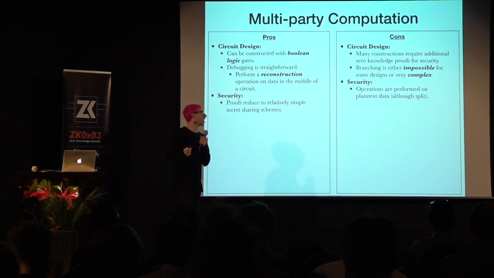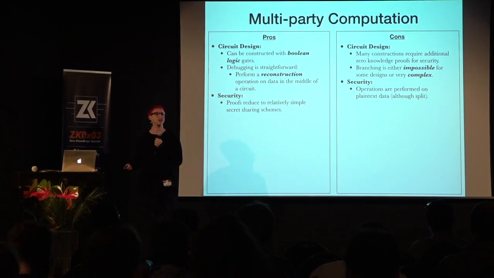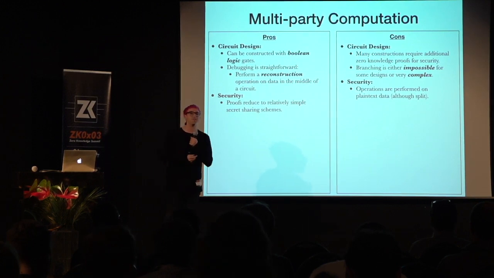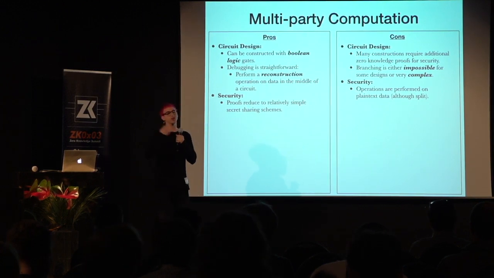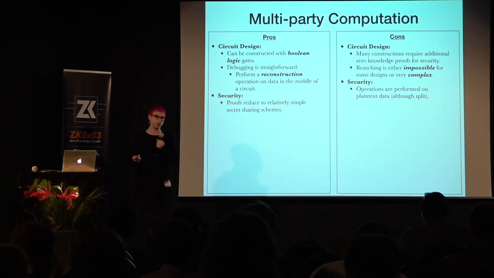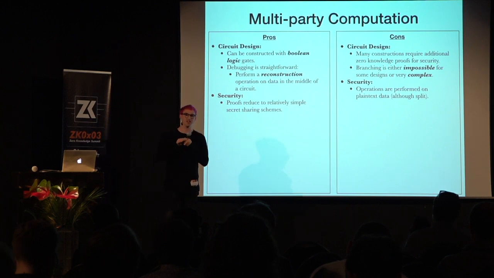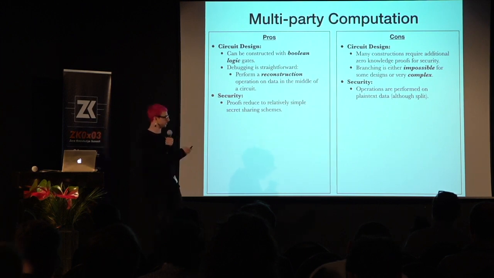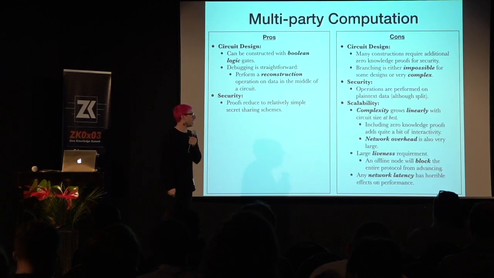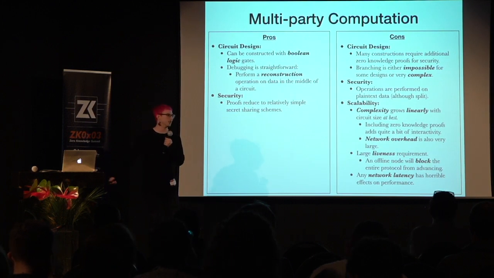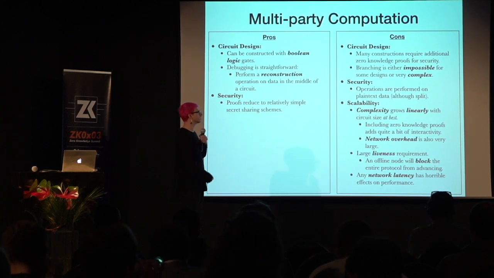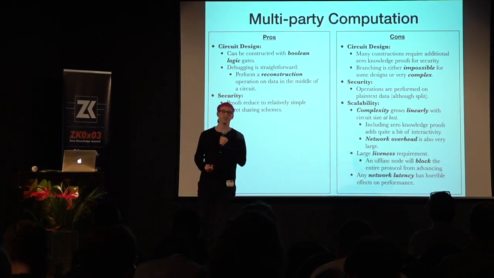And security-wise, operations are still performed on plain text data, although split. Depending on what your threat model is, if there's a collusion adversary, this may not be preferable to you. So if that's the case, this may be not so great to use. Now, the biggest problems with MPC come with scalability. Complexity grows linearly with the circuit at best.